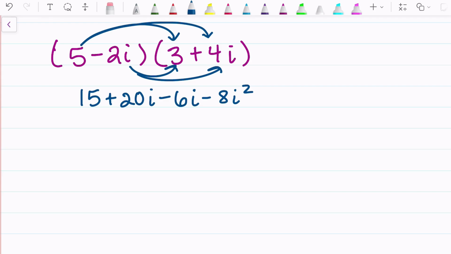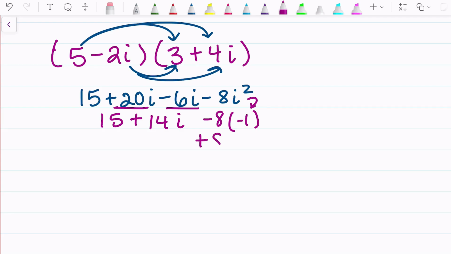So very similar to just distributing binomials as if it was an x. The thing that changes here, again, is that this i squared can be replaced with -1. This i squared is the same thing as that. So I can substitute it in, and then I can combine my middle terms to make 14i, and I can drop down my 15. So -8 times -1 is a +8.